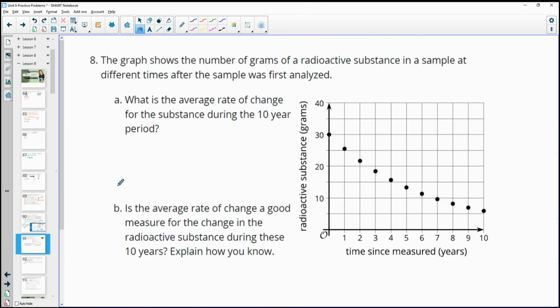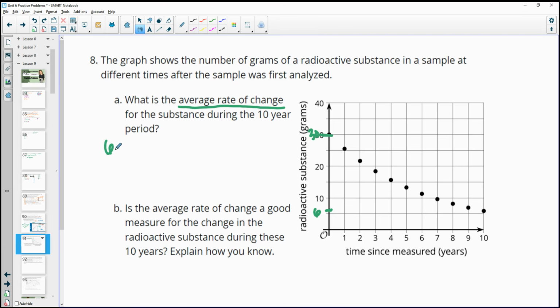Number 8, the graph shows the number of grams of a radioactive substance in a sample set at different times after the sample was first analyzed. What is the average rate of change for the substance during the 10-year period? So this means that you want to subtract the values. Okay, so we want to look at the height value here. So this is about 6, and it started at about 30.